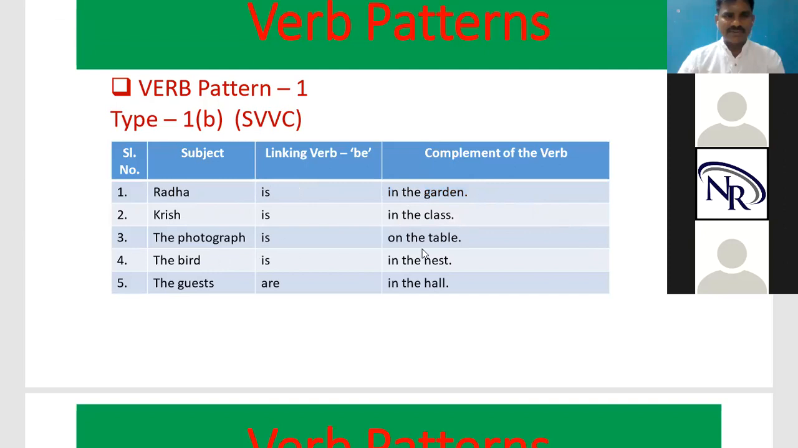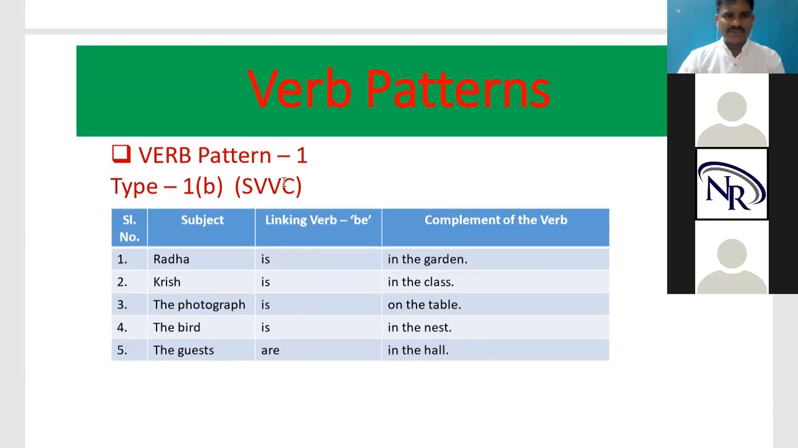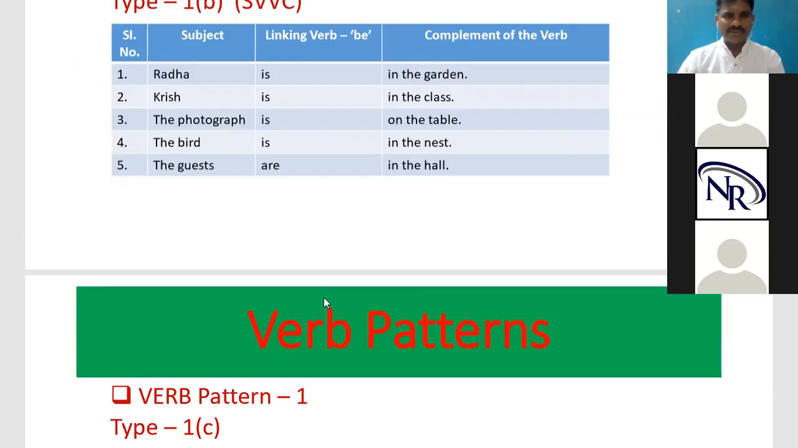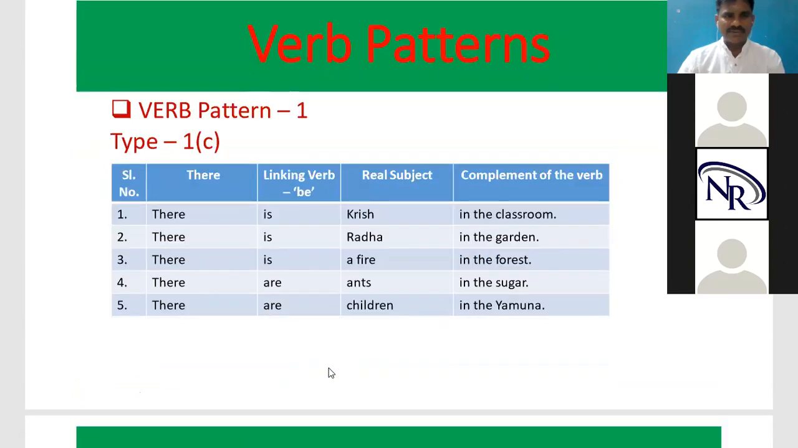The photograph is on the table. The bird is in the nest. The guests are in the hall. These are SVC, verb complement: subject, verb, and verb complement. Next one. Another one.